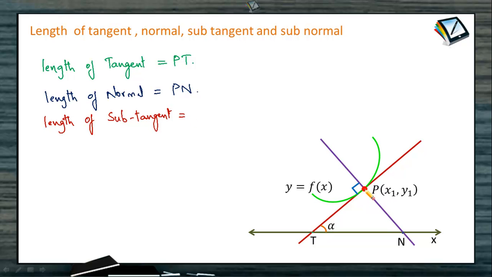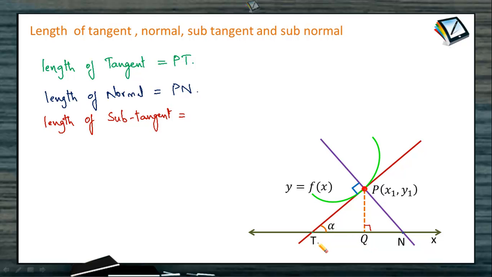From this point P, which is the point of tangency, let's drop a perpendicular to the x-axis. Then this PQ is the ordinate of the point P, isn't it? So PQ is a perpendicular drawn from the point of tangency P to the line x-axis.